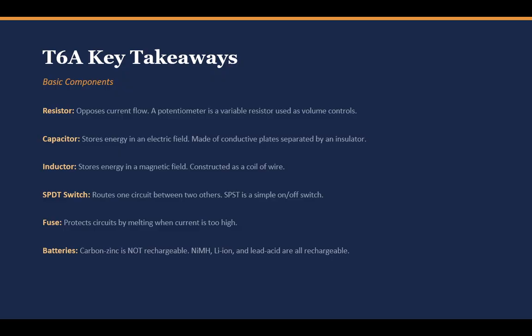Some of our key takeaways. Resistor opposes current flow, and a potentiometer is a variable resistor used as a volume control. Capacitor stores energy in an electric field made of conductive plates separated by an insulator. Inductor stores energy in a magnetic field constructed as a coil of wire. An SPDT switch routes one circuit between two others. SPST is a simple on-off switch. A fuse protects circuits by melting when current is too high. And carbon zinc batteries are not rechargeable. NiMH and Li ion and lead acid are all rechargeable.